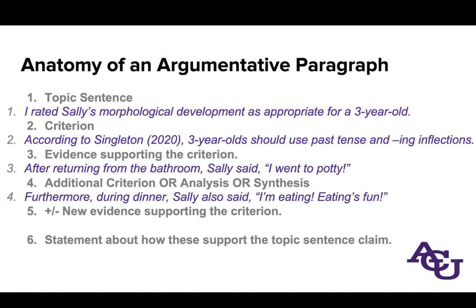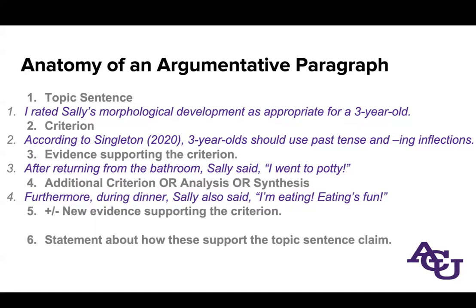And then give us something more, either dig into what that means or how it fits into a pattern, or give us additional evidence. Now, according to Singleton, 3-year-olds should use past tense and -ing inflections. All right, so that's giving us those two things, past tense and -ing. We just got the past tense.